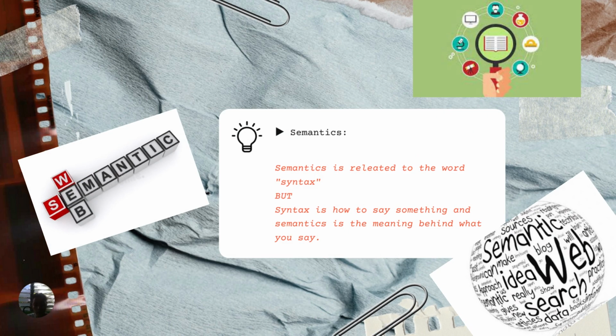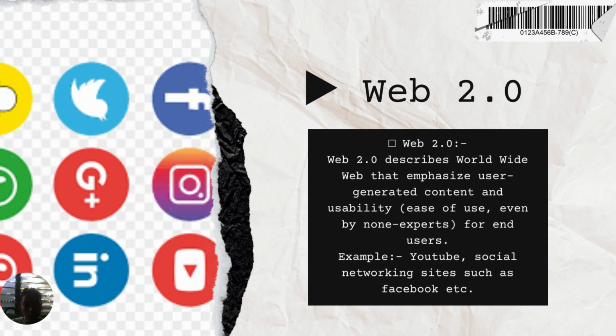Semantics. Semantics is related to the word syntax, but syntax is how to say something, and semantics is the meaning behind what we say. Web 2.0 describes the World Wide Web that emphasizes user-generated content and usability, ease of use, even by non-experts, for end users. Examples: YouTube, social networking sites such as Facebook, and etc.